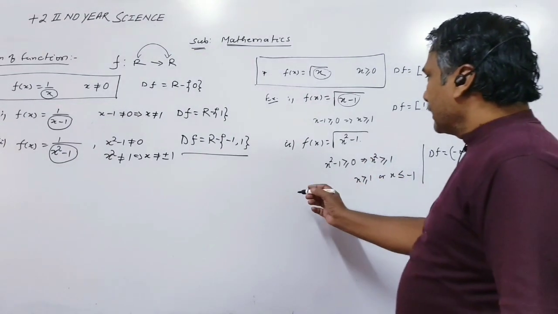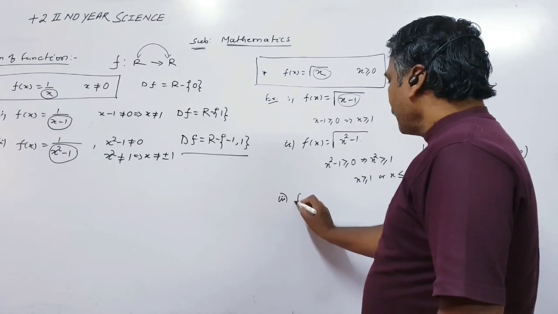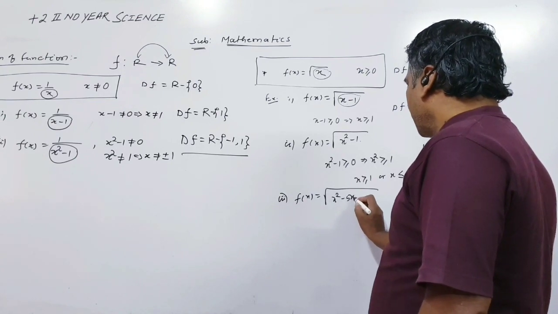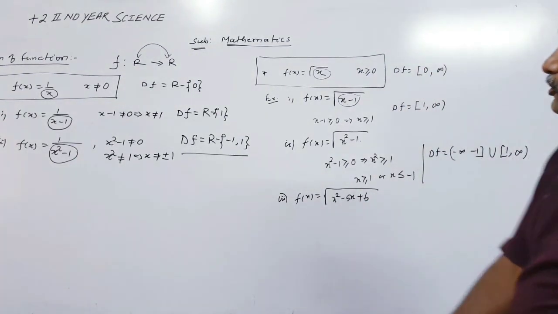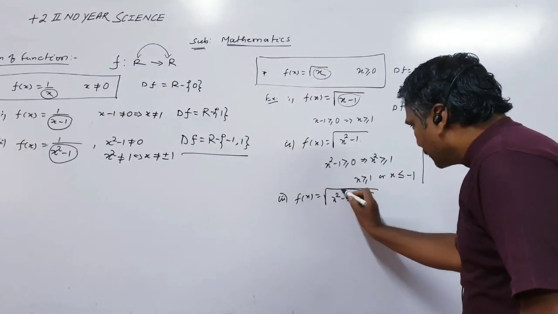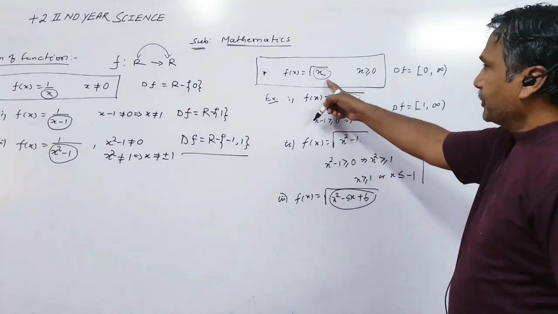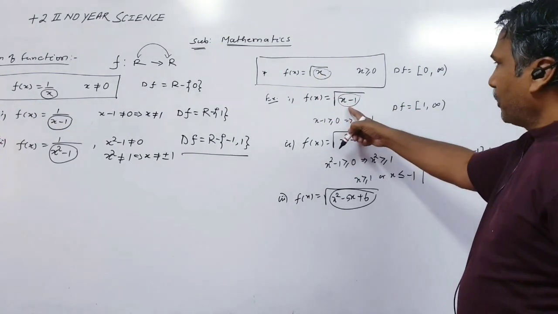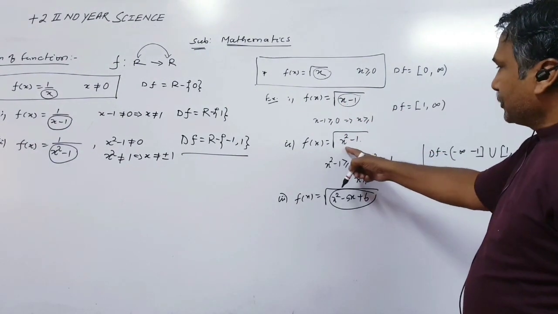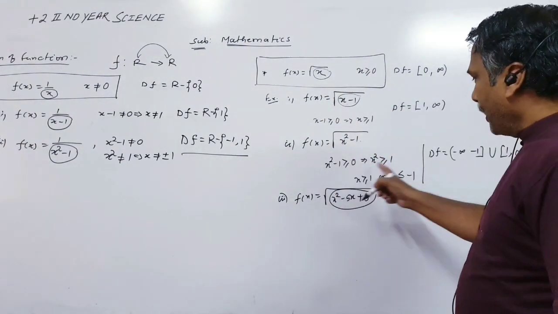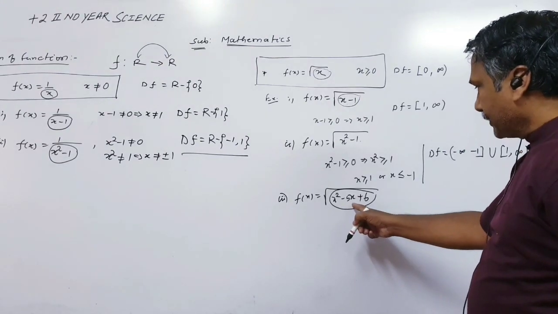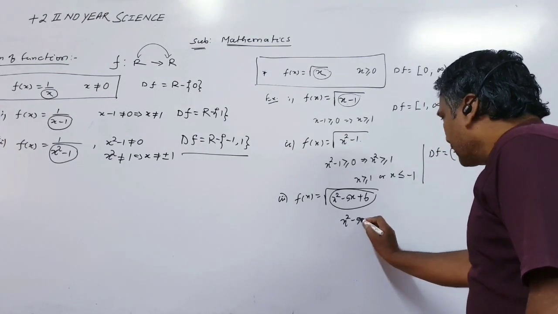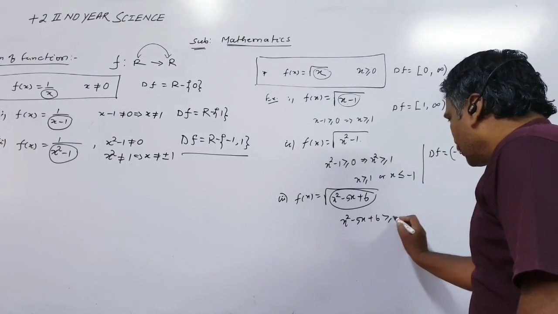Now take another, third example: let us say f of x equals root over x square minus 5x plus 6. What is the logic? This must be greater than or equal to 0. This is the foundation: the expression under the root must be greater than or equal to 0. Here, instead of x, x minus 1 was given. The logic is the same. There x square minus 1 was given, but here a quadratic is given, x square minus 5x plus 6. So what is the logic? x square minus 5x plus 6 must be greater than or equal to 0.